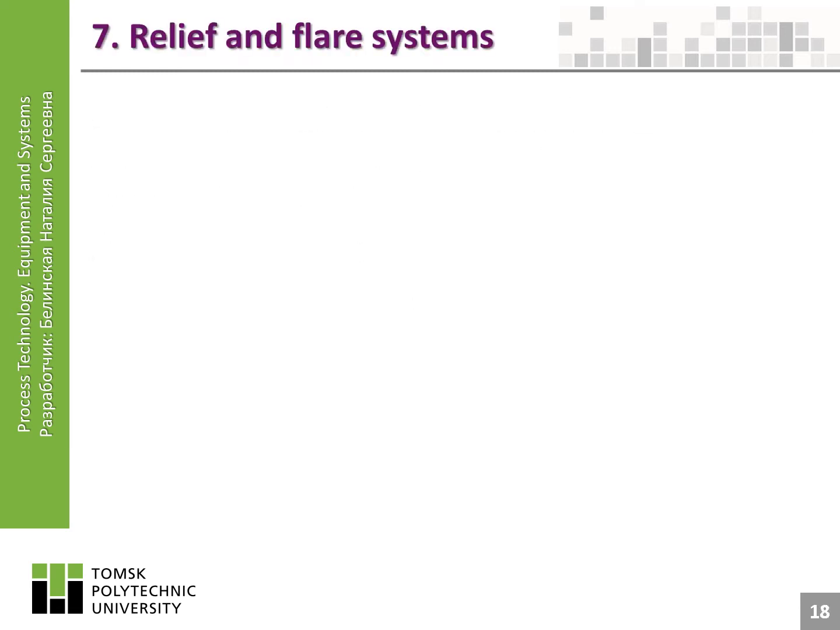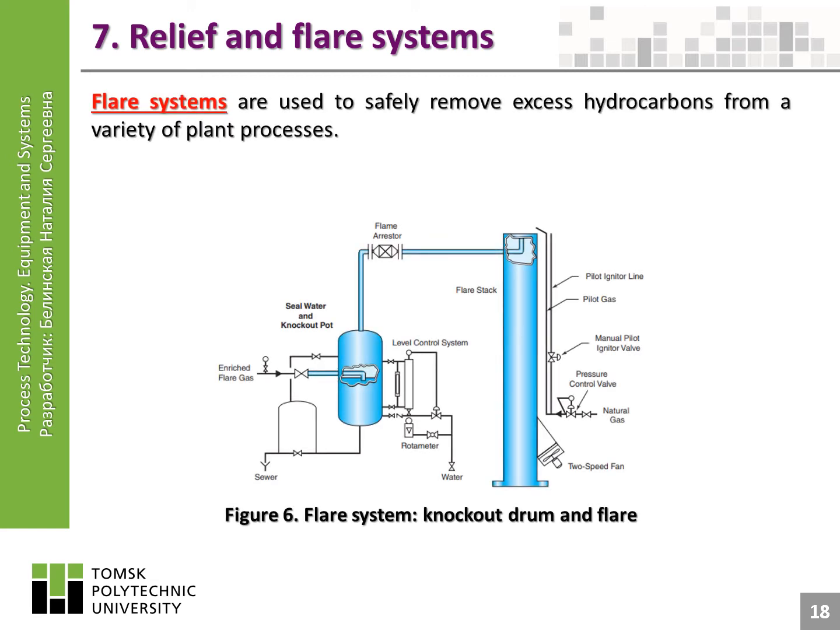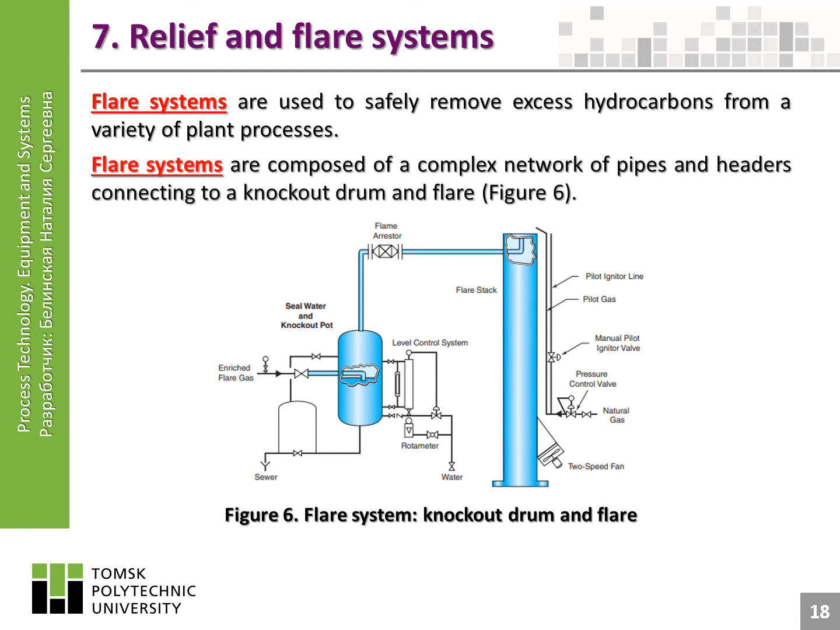Relief and flare systems. Flare systems are used to safely remove excess hydrocarbons from a variety of plant processes. Flare systems are composed of a complex network of pipes and headers connecting to a knockout drum and flare. Figure 6.